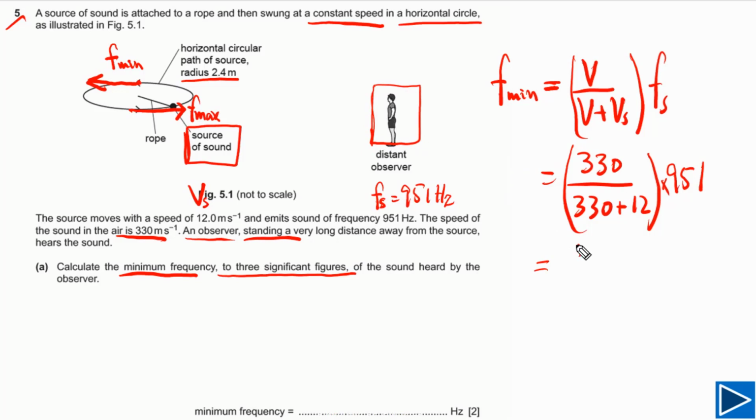In this case, our answer is 917.6 hertz. But the question is asking us to write our answer using three significant figures, meaning our answer must have three significant figures.